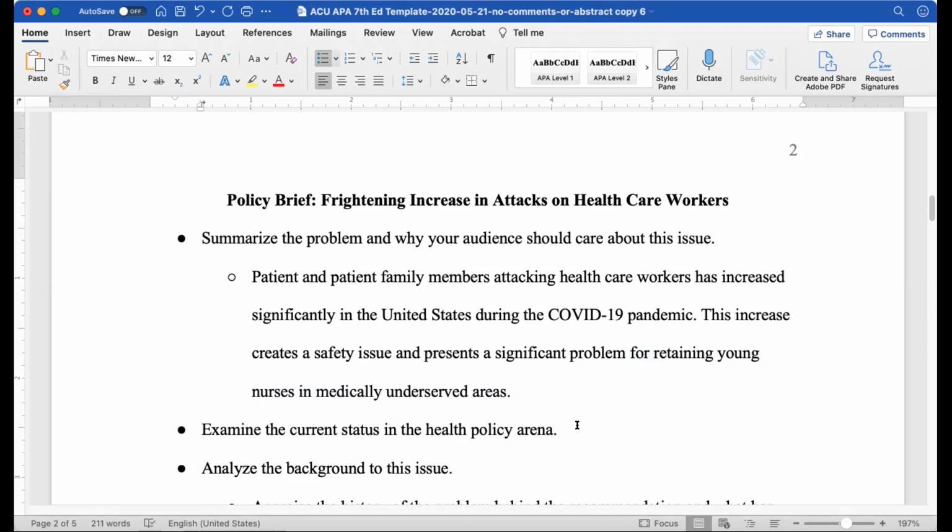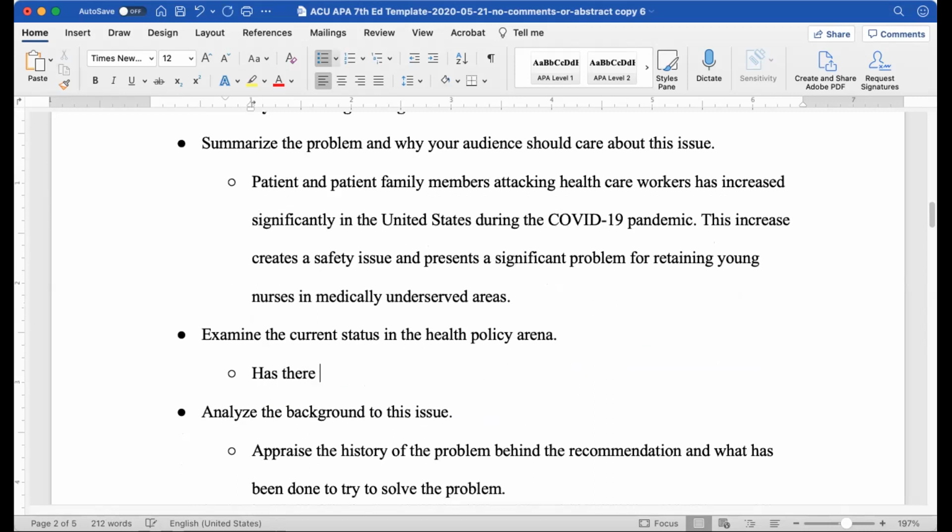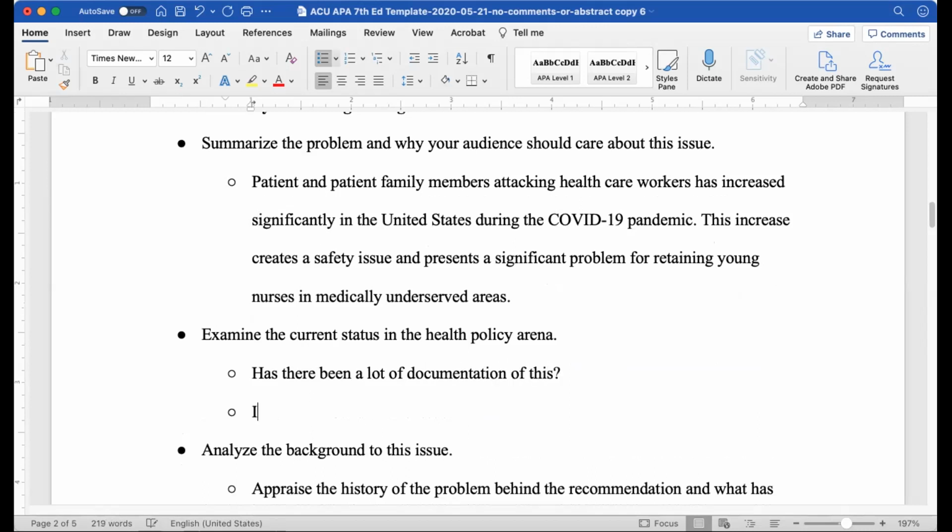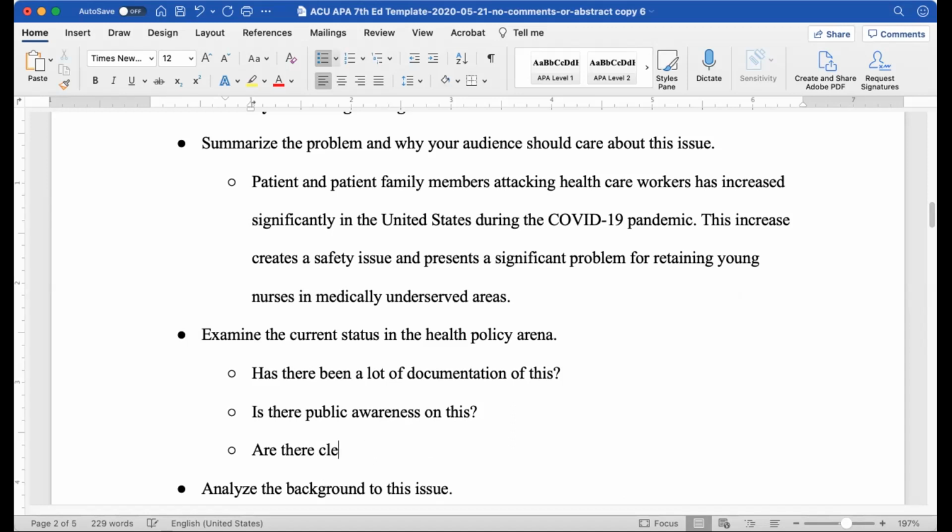All right, so examine the current status. Okay, well, let's make some notes about what to check. Has there been a lot of documentation of this? Is there public awareness on this? And by asking these questions, we can establish, okay, what is known? Like, is there a lot of literature saying this happens? Does the public know about it? Are there clear guidelines or recommendations for what to do? Essentially, this is the, okay, well, here's where we are now.